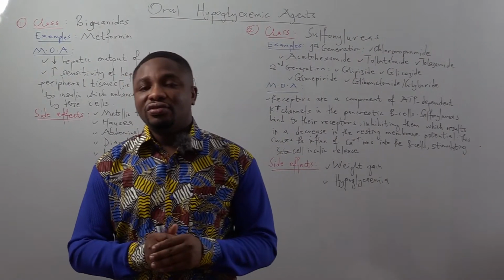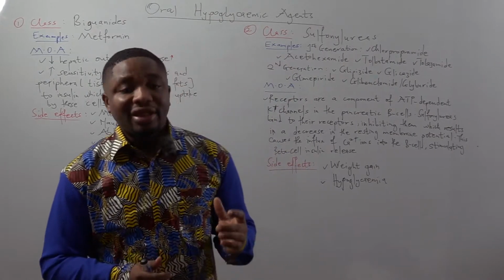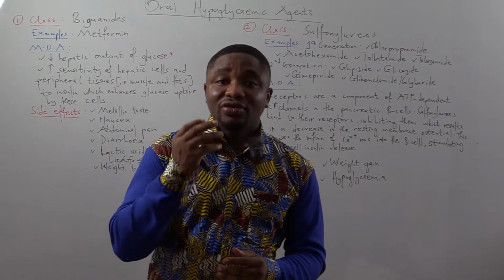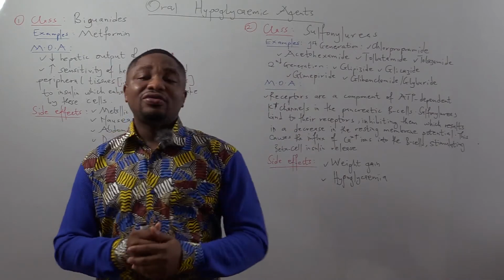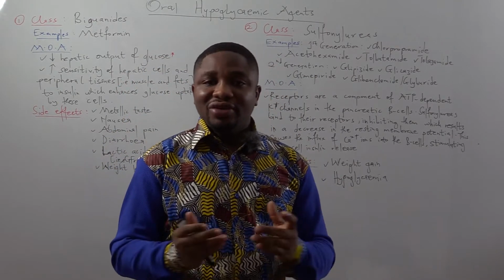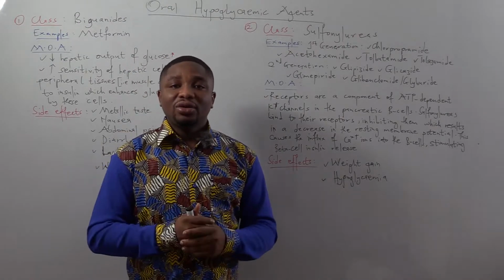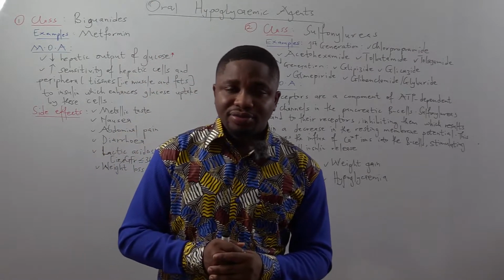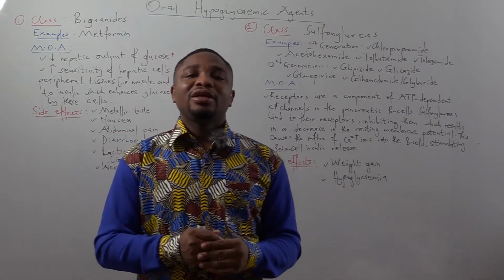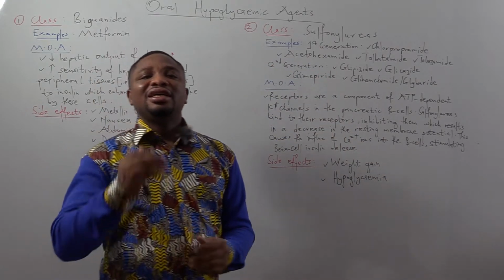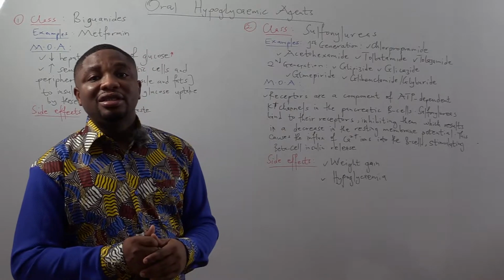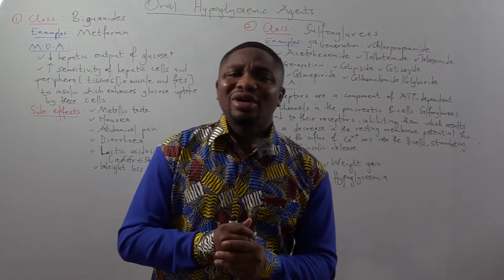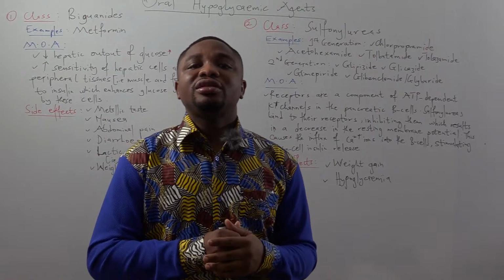What are the examples of the first generation sulfonylureas? For that, we can think of chlorpropamide, acetohexamide, tolbutamide, and finally, tolazamide. But currently, the first generation sulfonylureas are no longer in use. Then let's have a look at the second generation, which are in use. They will be ending with IDE. So we can think of glipizide, gliclazide, glimepiride, and we can also think of glibenclamide, which is also known as glyburide.